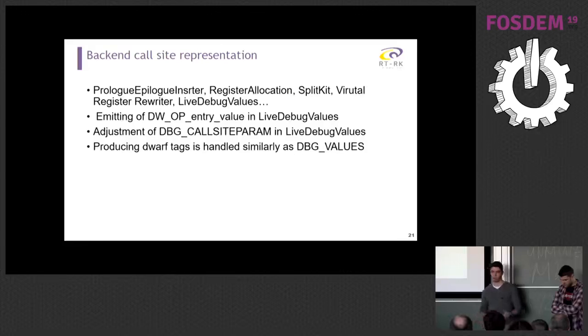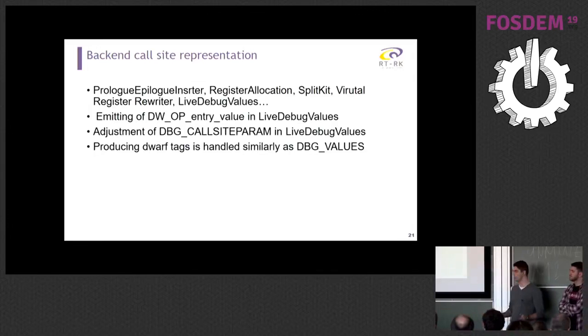So naturally, it should emit a replacement for dbg values that represent parameters. And once these locations are clobbered, we should emit this dbg value with a new expression, DW_OP_entry_value. Also, this pass knows for each basic block range which variables are live at that point. So we also adjust dbg call site param instructions here.